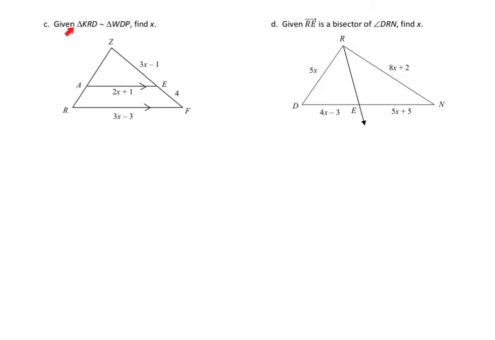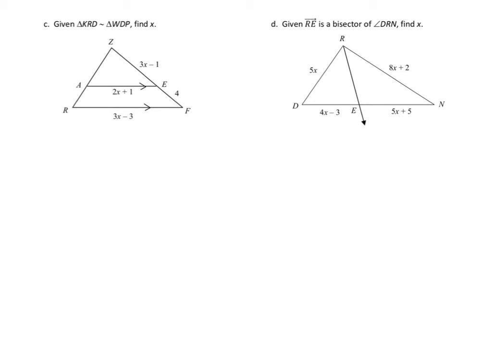In letter C, we're given that triangle KRD is similar to triangle WDP. We're going to solve for x. Notice in these triangles, we have a side that's parallel to the other side in the triangle. What theorem are we going to use to set up our proportion? We're going to use the side splitter theorem, or the triangle proportionality theorem, because we have a line that is parallel to one side of the triangle, and because it's intersecting both sides, it creates sides that are proportional.